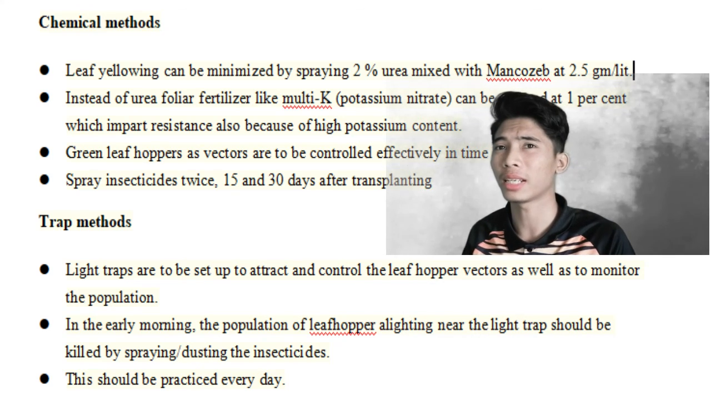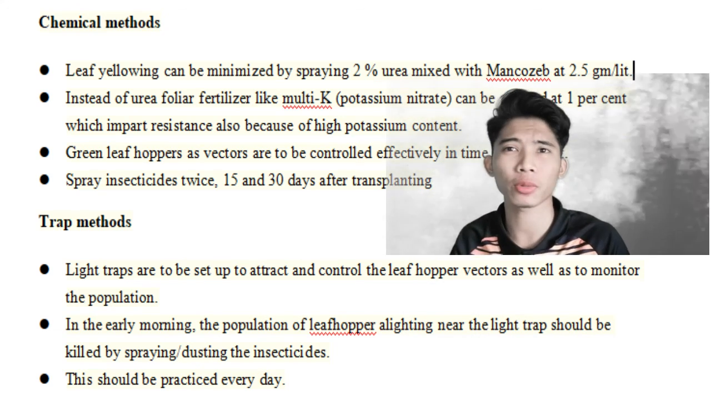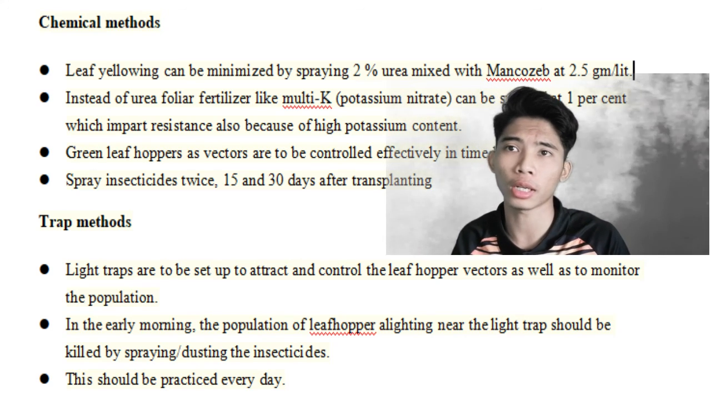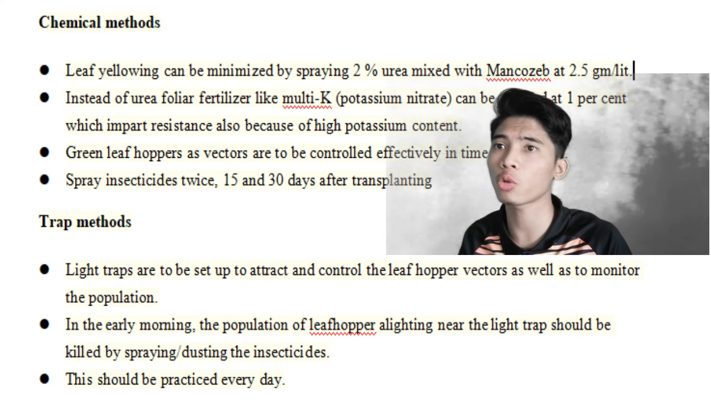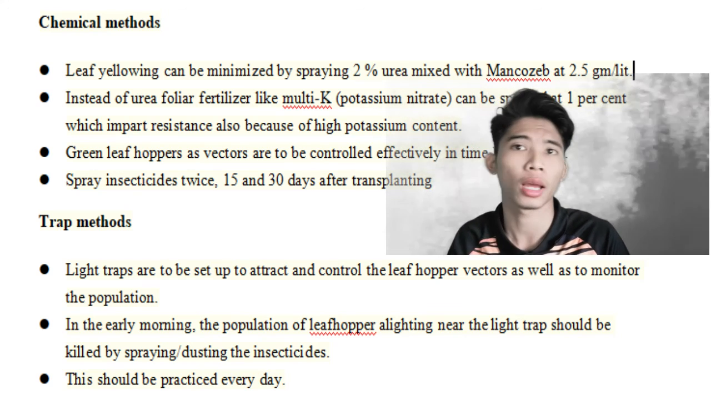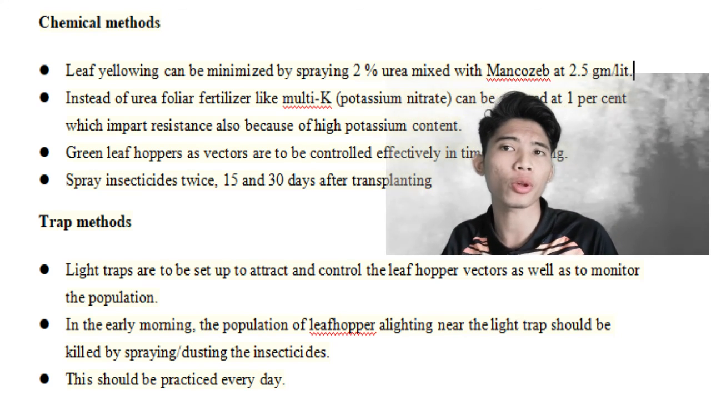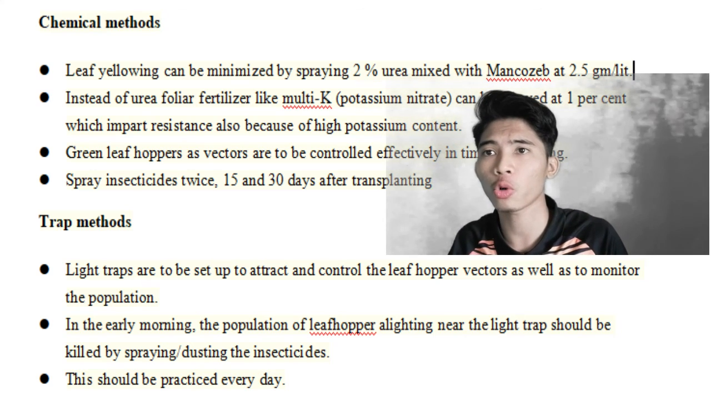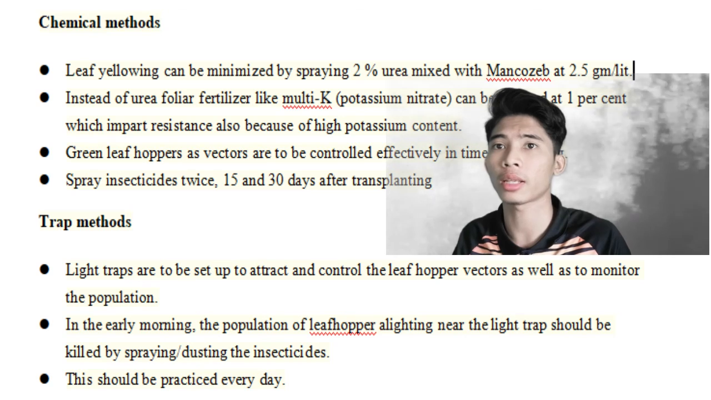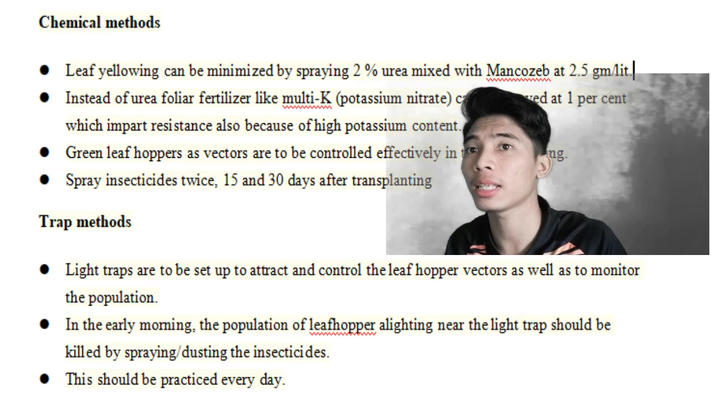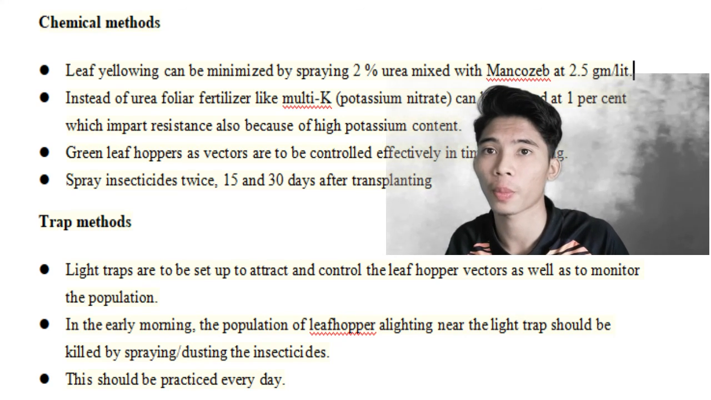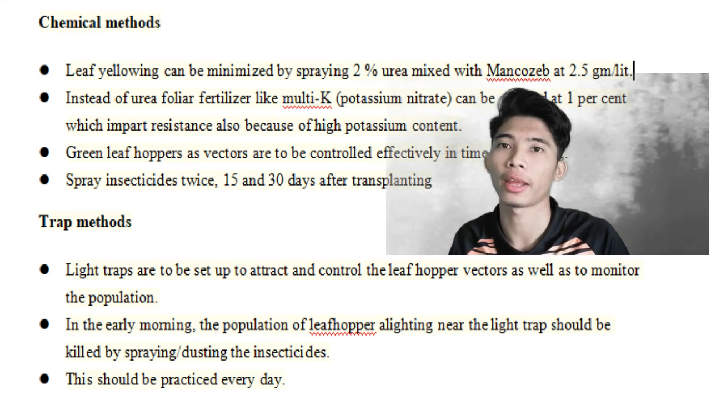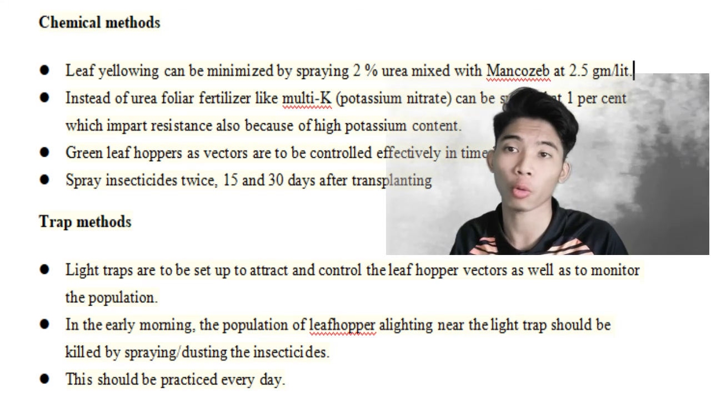The last method is trap methods. Light traps are to be set up to attract and control the leafhopper vector as well as to monitor the populations. In the early morning, the population of leafhoppers alighting near the light trap should be killed by spraying and dusting the insecticides. This should be practiced every day to control the leafhoppers.